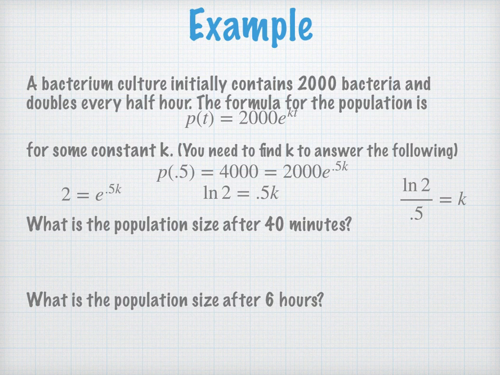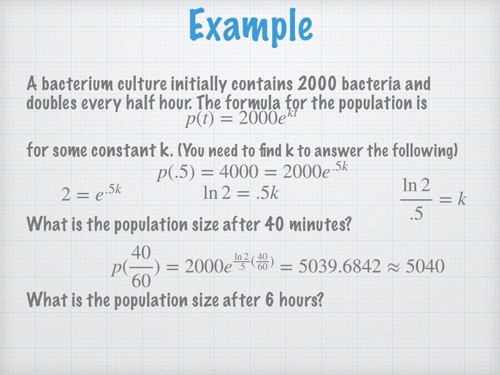So it asks about the population size after 40 minutes. Now remember, we said t was in hours, so 40 minutes would be 40 over 60 hours, or 2/3 of an hour. If you wanted to simplify that, you could. So P of 40 over 60, plugging everything in, we're going to get, rounding to the nearest whole number, about 5,040 bacteria will be in our population after 40 minutes.